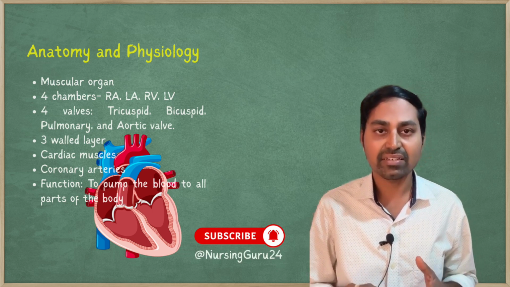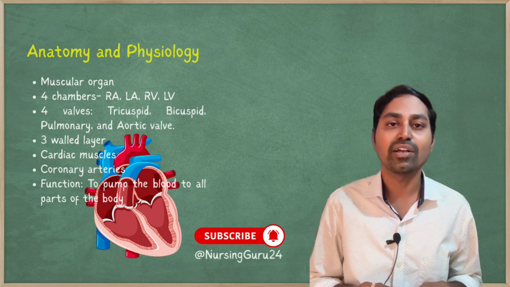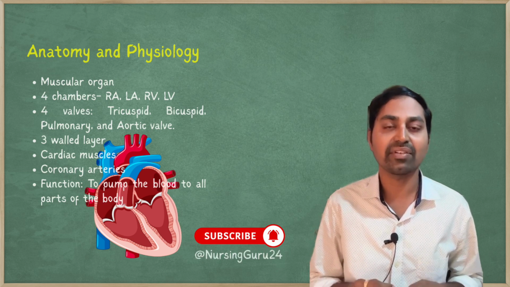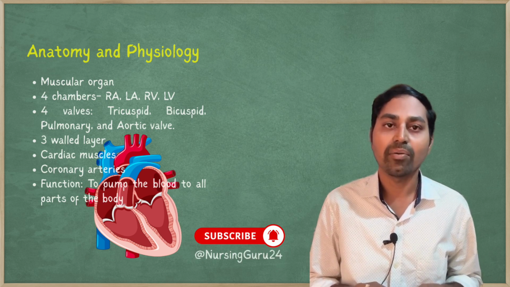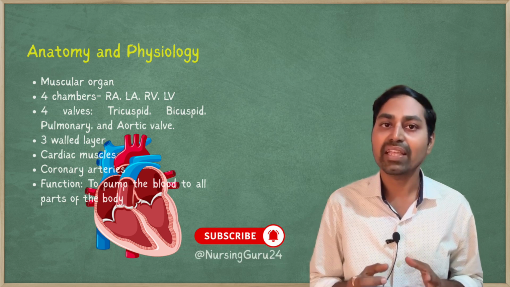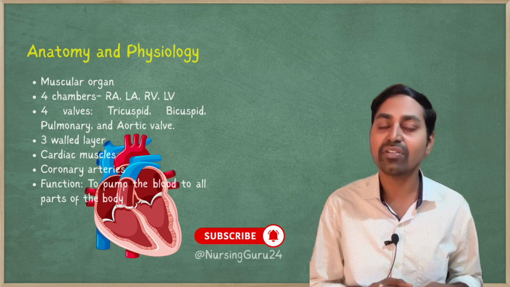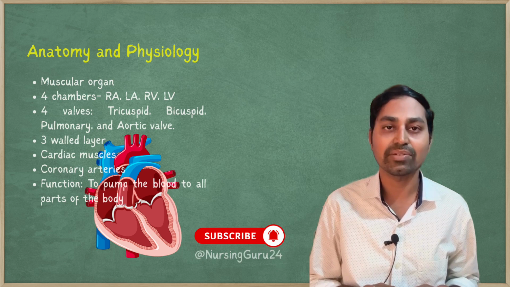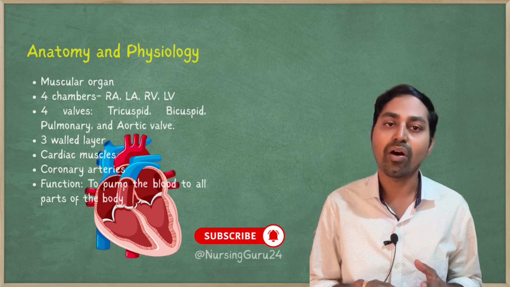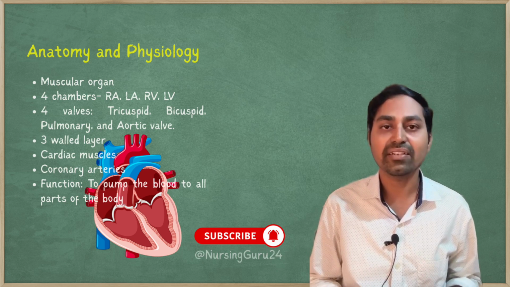Then if we see the coronary arteries are the early branches of aorta. They supply blood to the heart. And if we see physiology, the function of heart is to pump the blood to all parts of the body to meet their needs.